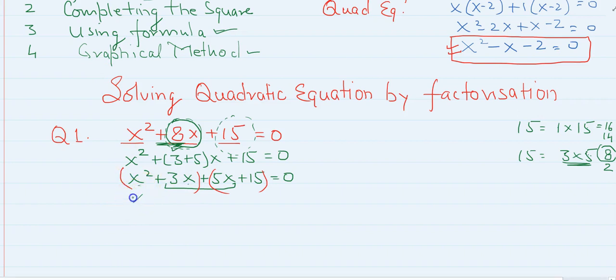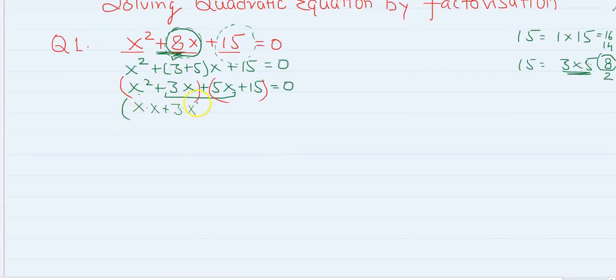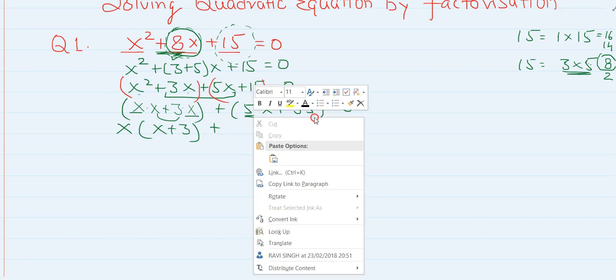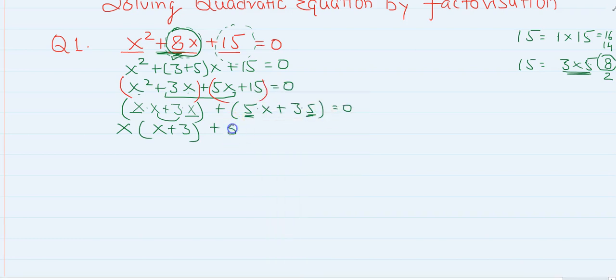Now in this we can see that x is common. So this term is x multiply x plus 3 multiply x. Plus this term is 5 multiply x plus 3 multiply 5 is equal to 0. Now x is common here. So we'll take x out. So the remaining will be x plus 3. So we write here x plus 3. Plus, we can see 5 is common here. So we take out 5. And the remaining is x plus 3 is equal to 0.